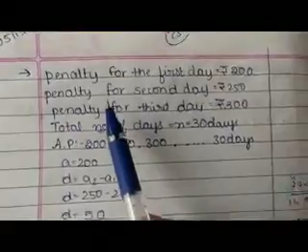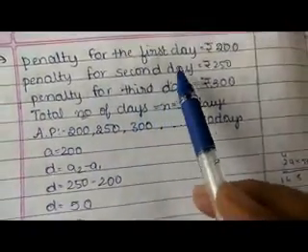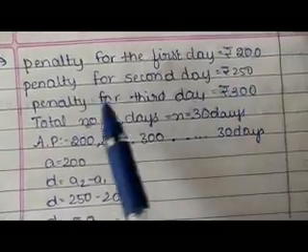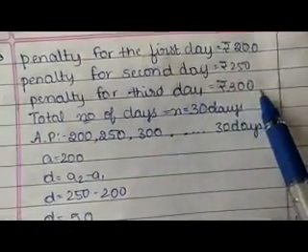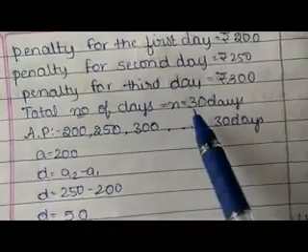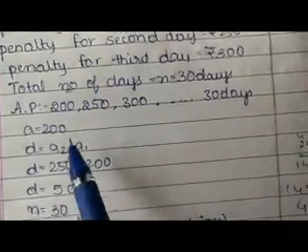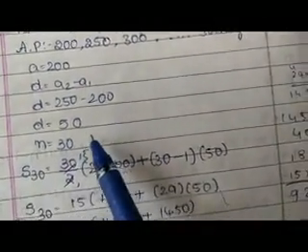First we have to write down the statements. Penalty for the first day, rupees 200. Penalty for the second day, rupees 250. Penalty for the third day, rupees 300. So total number of days, 30 days. So number of days means N. Now you got A, you got D, and you got 30.